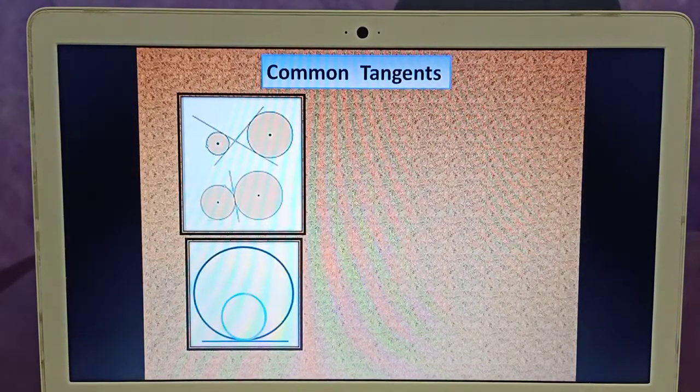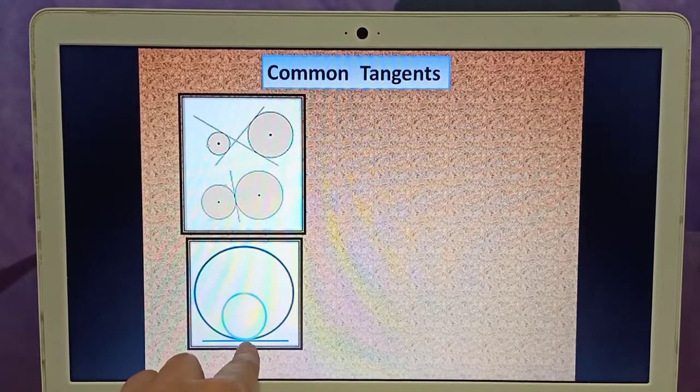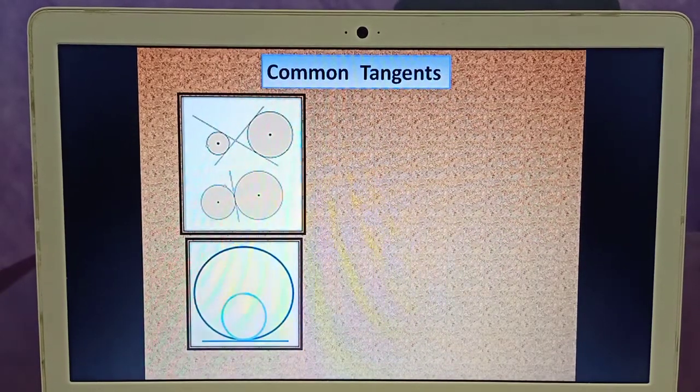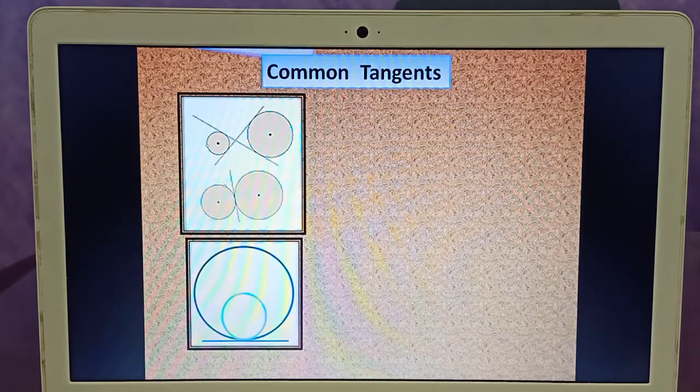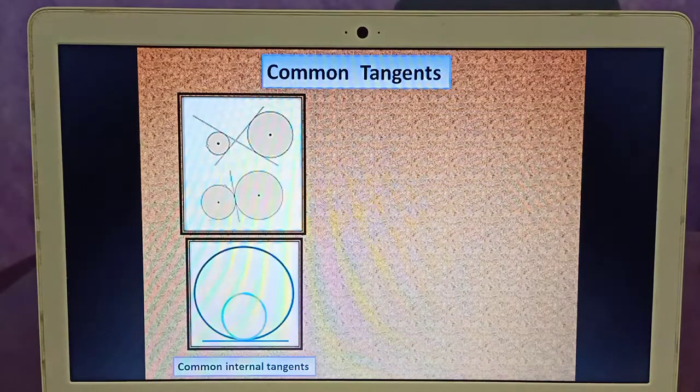Okay, or maybe the small circle is inside the big circle. So this one also has one common tangent only, which is here. So for this type of common tangents, we call it common internal tangents. Okay, common internal tangents.